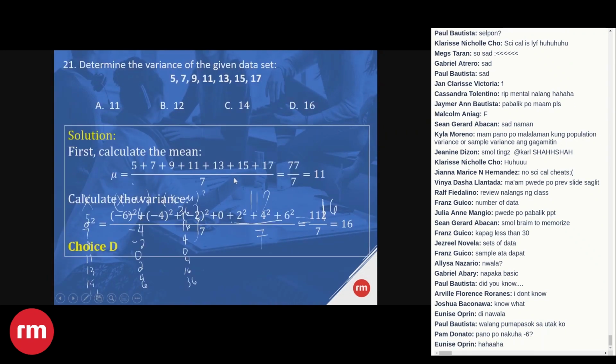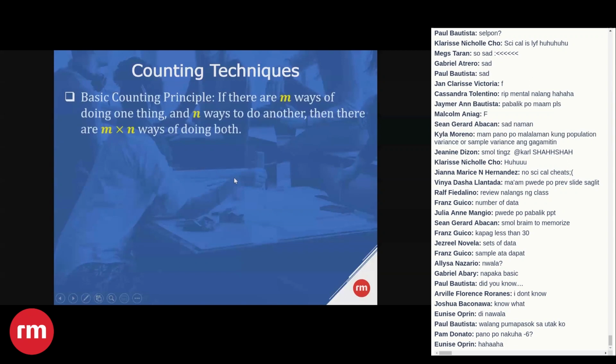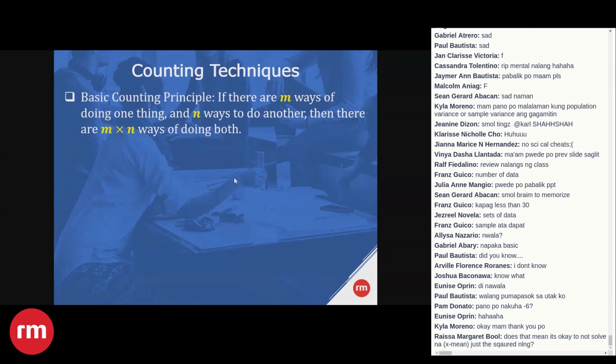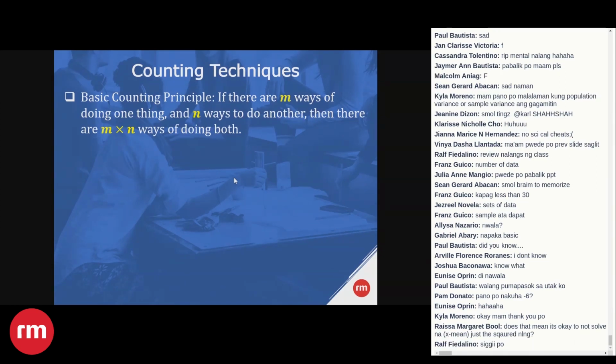Okay, we're now on the last 3, which is on counting techniques. Ito yung pinaka-fun na part sa stat kasi you will be thinking. You will be doing some analysis to find. Knowing the formula is not enough. You have to think about how to solve the problem.